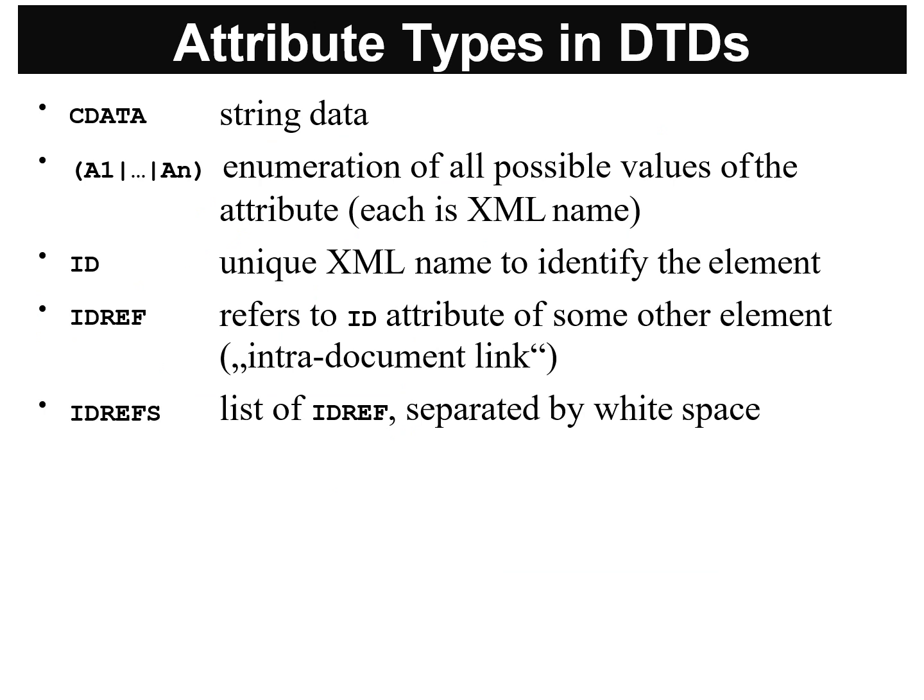Attribute types in the document type definition. We have string data, and enumeration of all possible values of the attribute. ID is an XML name, a unique XML name to identify the element. IDREF refers to the ID attribute of some other element. IDREFs is a list of IDREFs separated by white space.